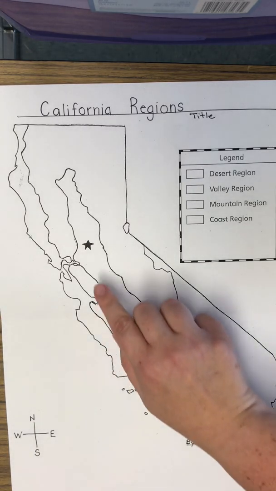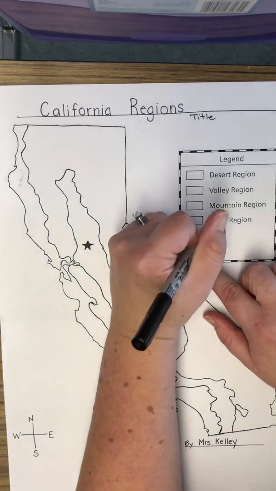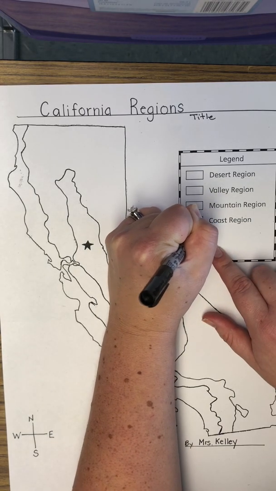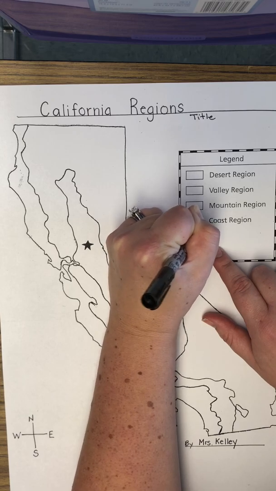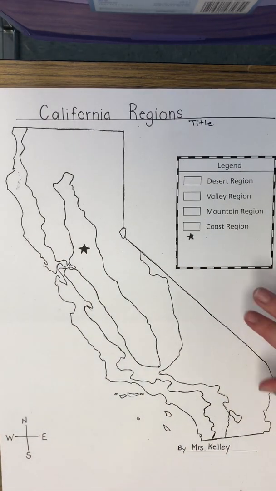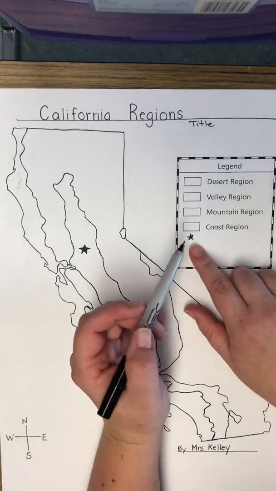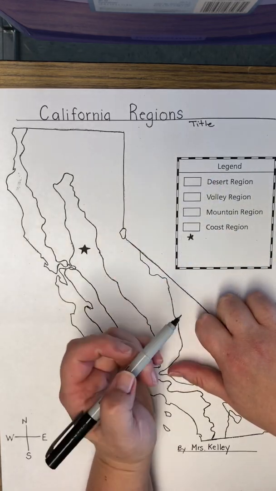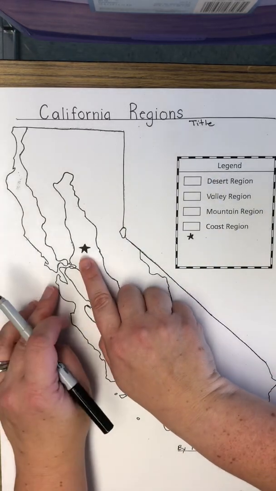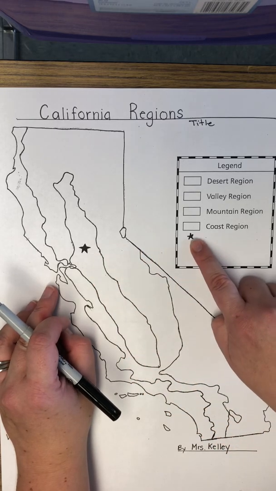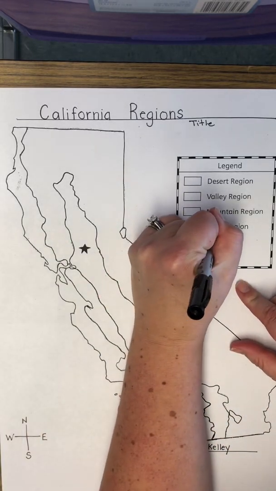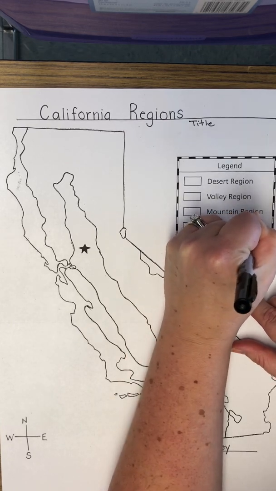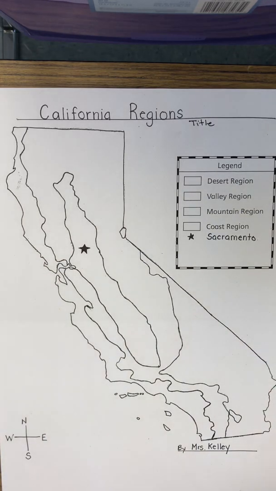That star is actually going to stand for our state capital of Sacramento. Now we're going to have a lot of things to write in the center of our state. So what we're going to do is take that star and we're actually going to put it over here in the legend. I'm going to draw a black star similar to what's on the map. And I'm going to write the word Sacramento.